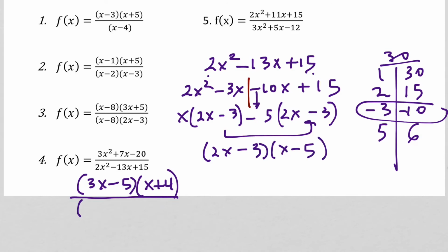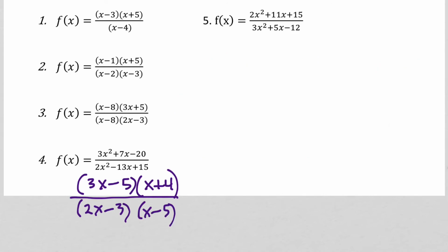Let's write that down here: 2x minus 3 times x minus 5. So this is your starting point. Okay, so from here, let's see if we have any holes. No matching factors, so we don't have any holes.